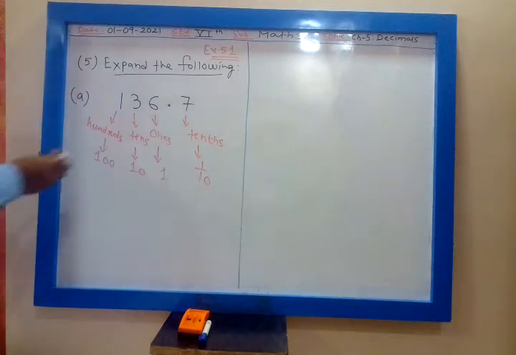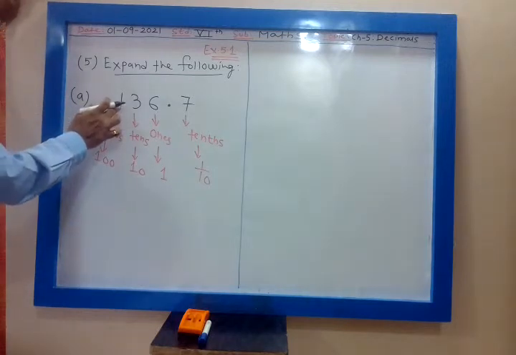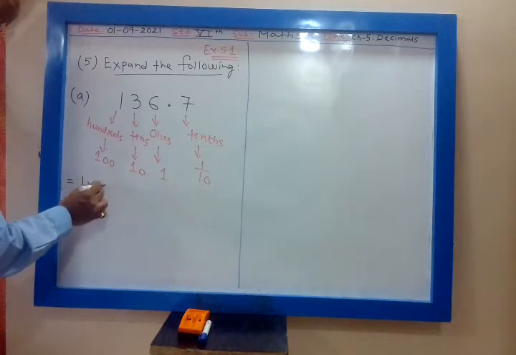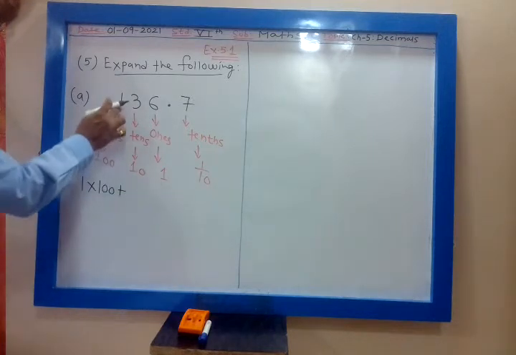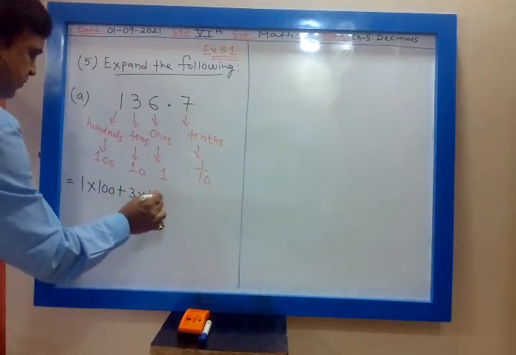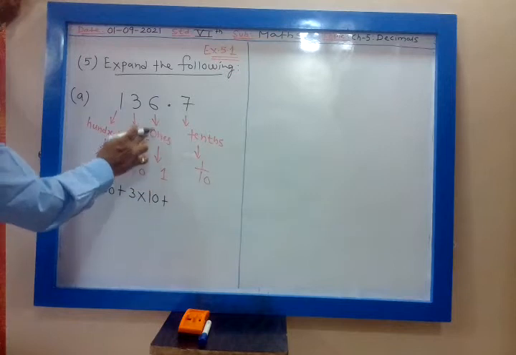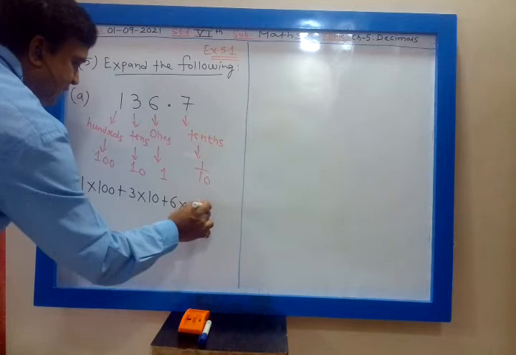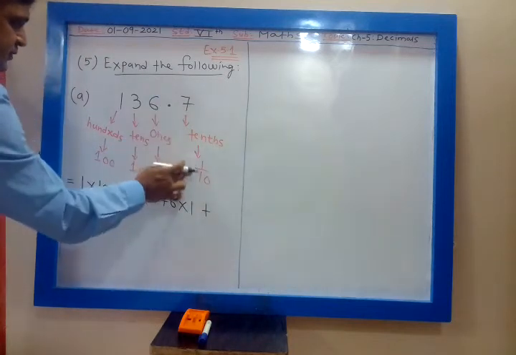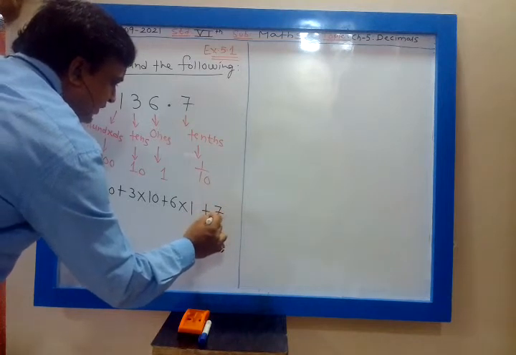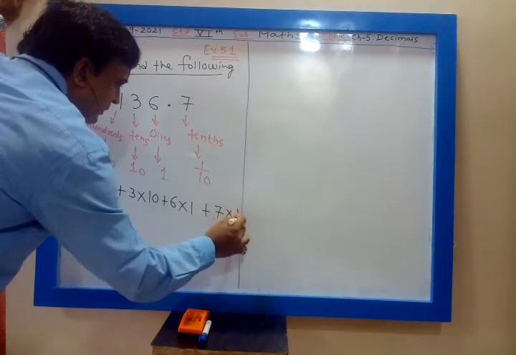So to write them in the expanded form, what do we do? 1 is at the hundreds position, so we write 1 into 100, plus 3 is at the tens position, so 3 into 10, plus 6 is at the ones position, 6 multiplied by 1, then plus 7 is at the tenths position. So 7 multiplied by 1 by 10, that is 7 upon 10.